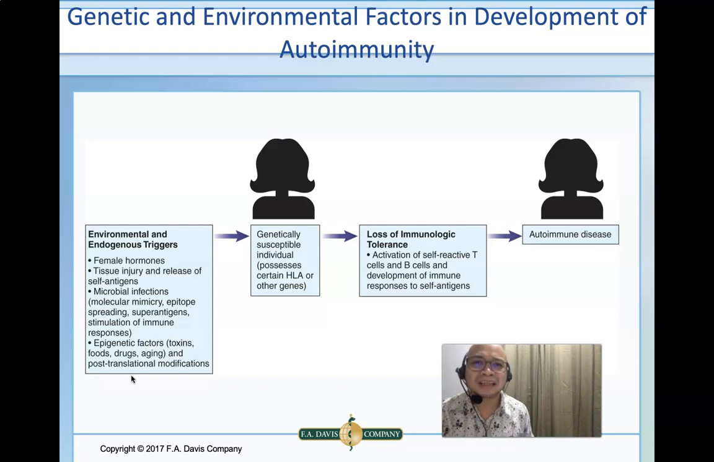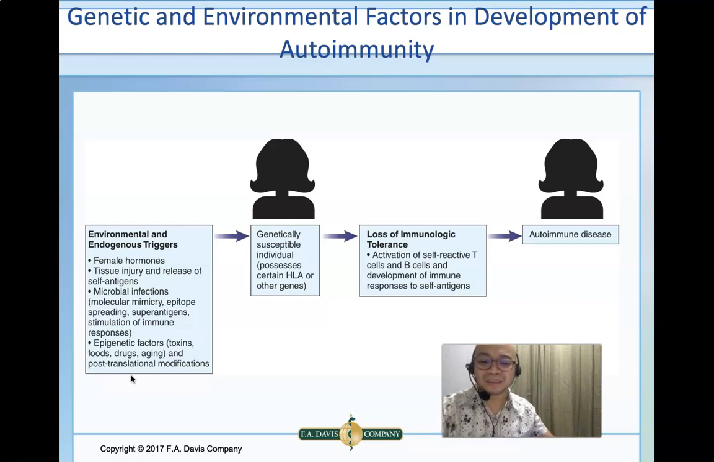So incidentally, this particular prolactin will stimulate both humoral and cell-mediated immune response. So the stimulatory effect, therefore, of female hormones may place women at greater risk for developing autoimmune diseases. Okay, so there is another example of environmental and endogenous factors. Okay, one is tissue trauma.